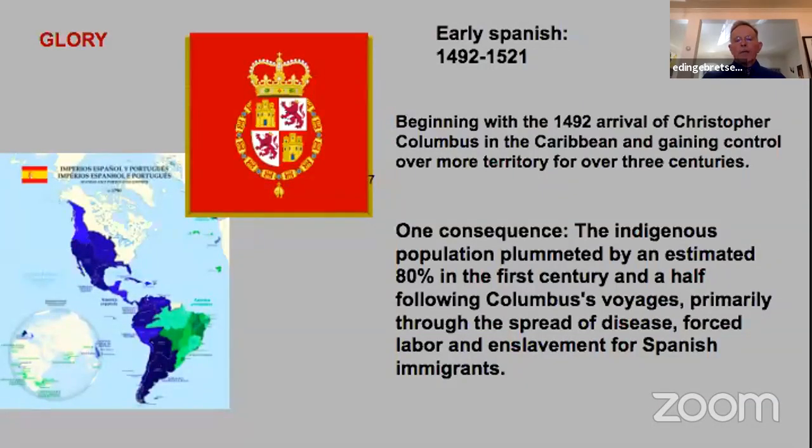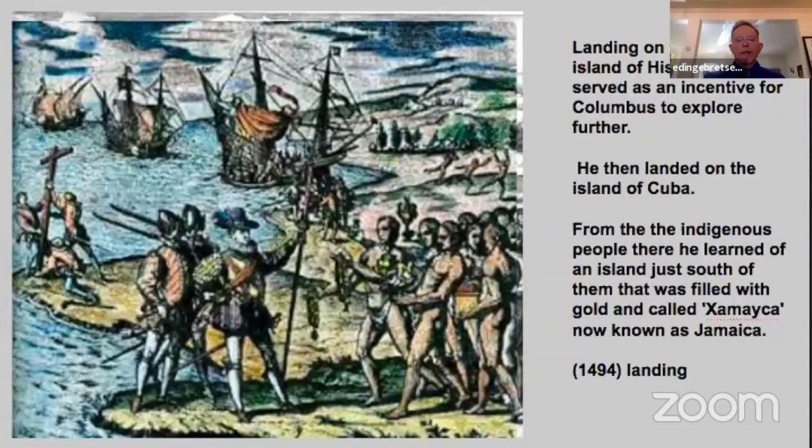Beginning with 1492, Spain gains control over more territory for the three centuries. So one consequence, the indigenous population plummeted by 80% in the first century following Columbus's voyages, primarily through the spread of diseases, forced labor and enslavement for Spanish immigrants. And the other slavery, Resendez argues that it is more the enslavement rather than the spread of disease. We can talk about that.